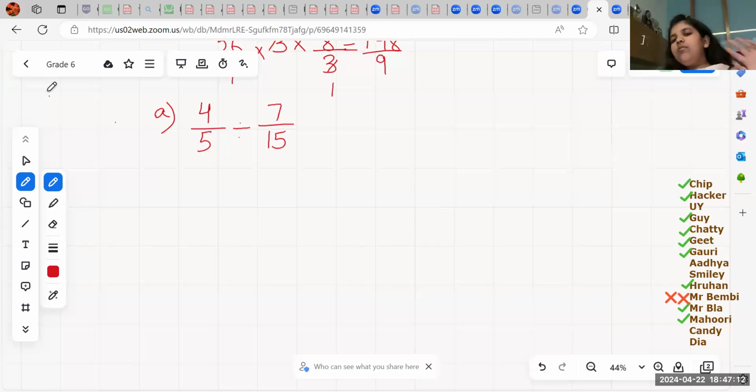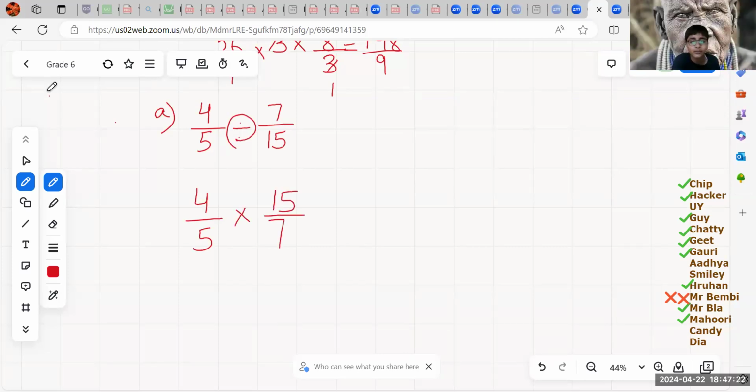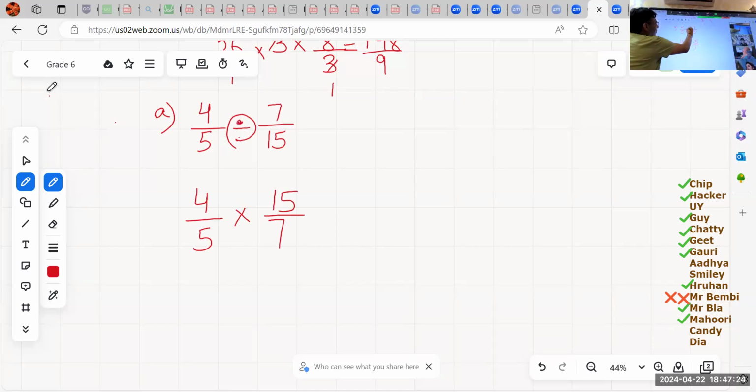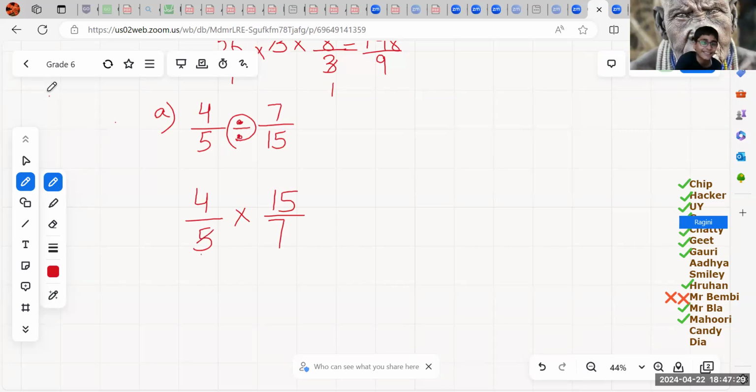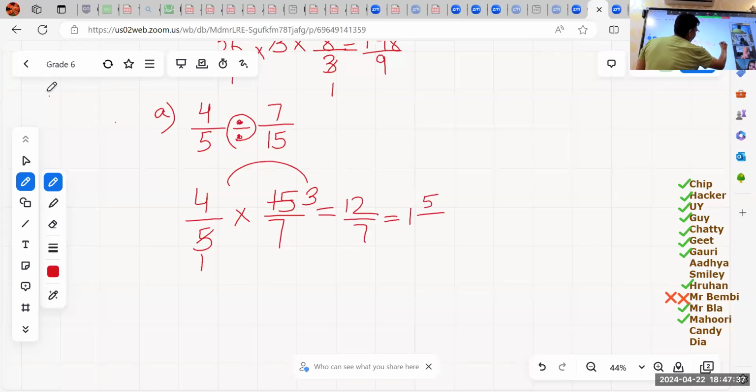So, Smiley, send your answer. Divide will change into multiply, and then we'll do the reciprocal of the divisor. I thought that was a minus sign. Beta, you should have asked. 5 divided by 5, 1. 15 divided by 5, 3. 4 into 3 is 12 upon 7. Or 1, 5 by 7.